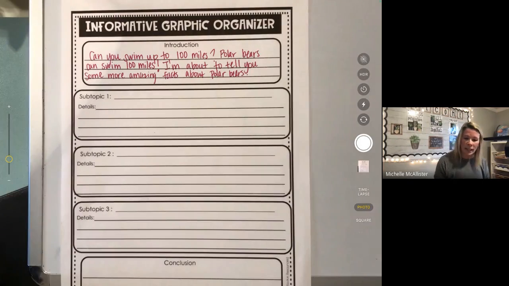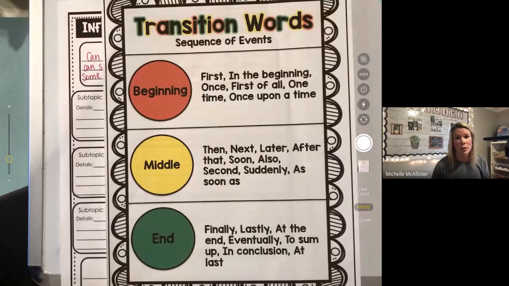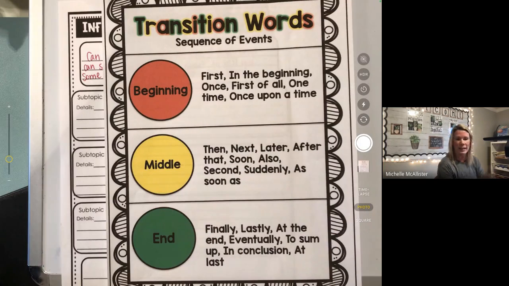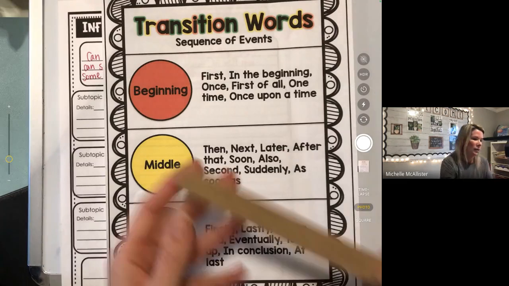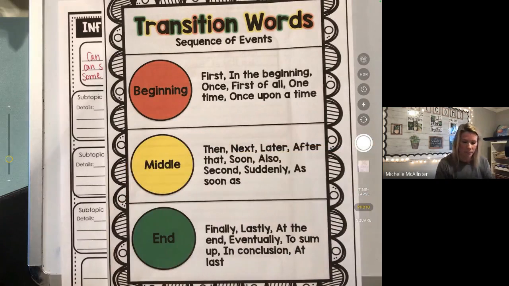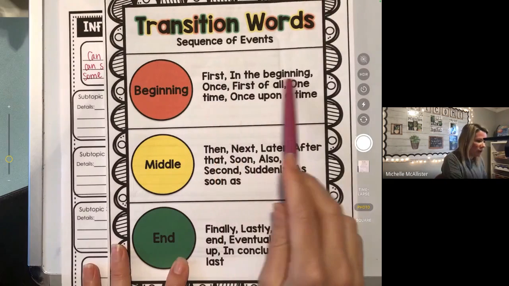So the first thing I need to do is go to my transition word anchor chart. I need to find a transition word to use. Which transition word should I be looking at, the one that says beginning, middle, or end? Which one should I be looking at? Oh, that's a blank one. John, which one should I be looking at? The beginning. Yeah.